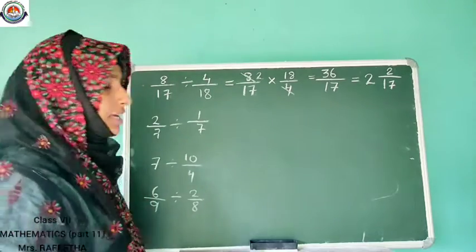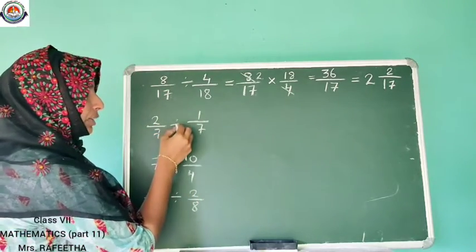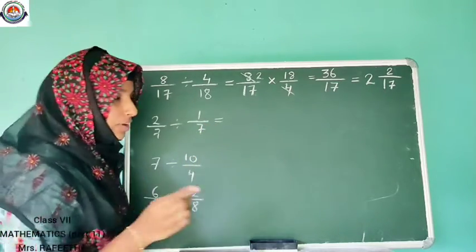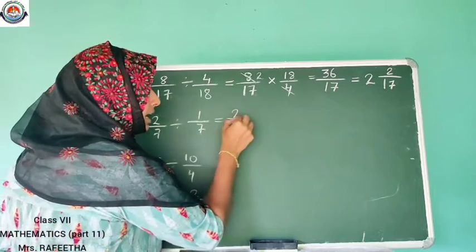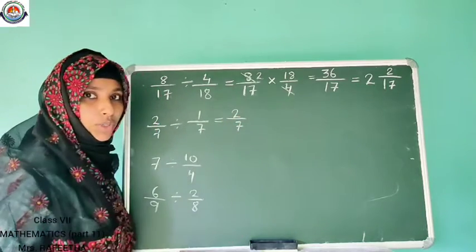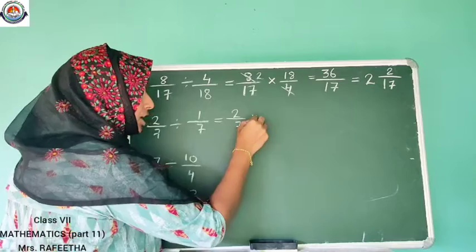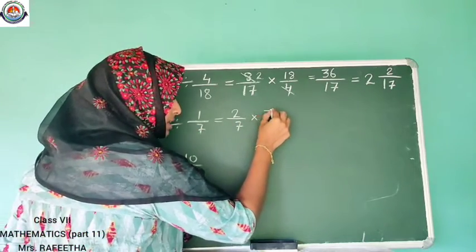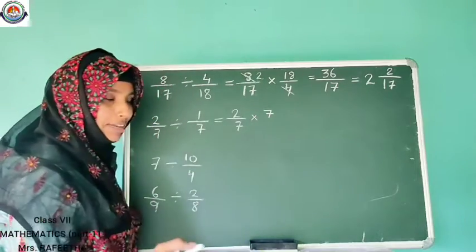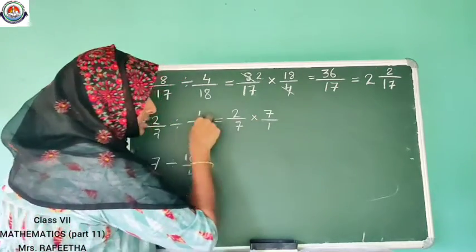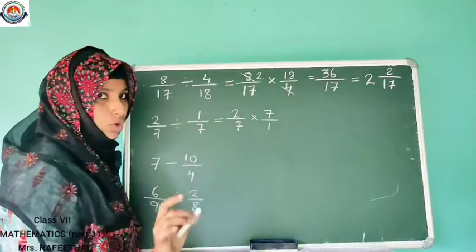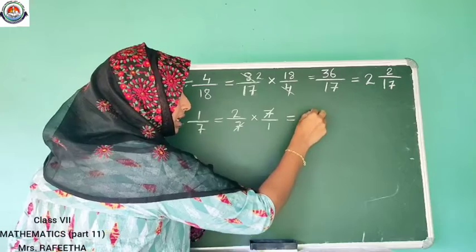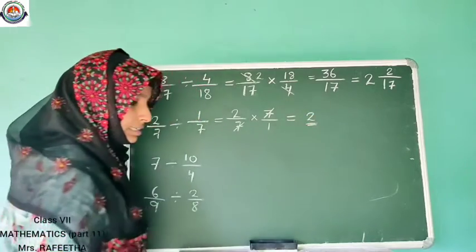Okay, the next question, that is 2 by 7 divided by 1 by 7. In that case, we want to write the first fraction, that is 2 by 7, and instead of this division, we want to write multiplication and the reciprocal of 1 by 7. What is the reciprocal of 1 by 7? 7 itself. If you have any doubt, you can write the numerator as a denominator also, no problem. Okay, so here 7 and 7 cutting, what will be remaining there? 2 will be the answer.